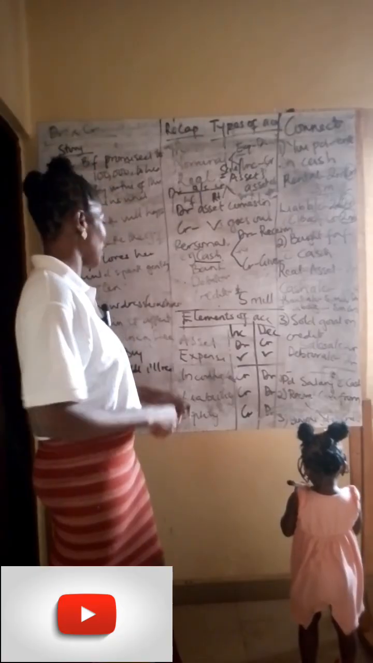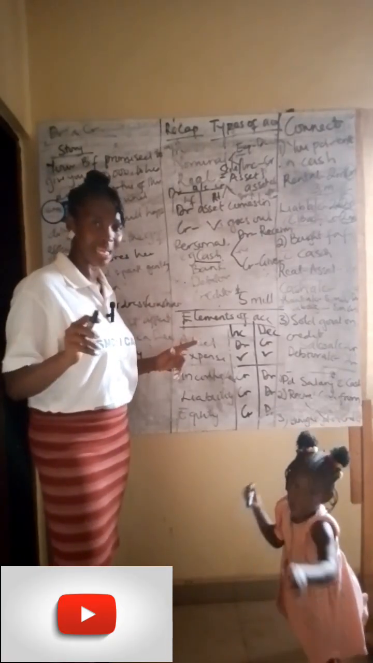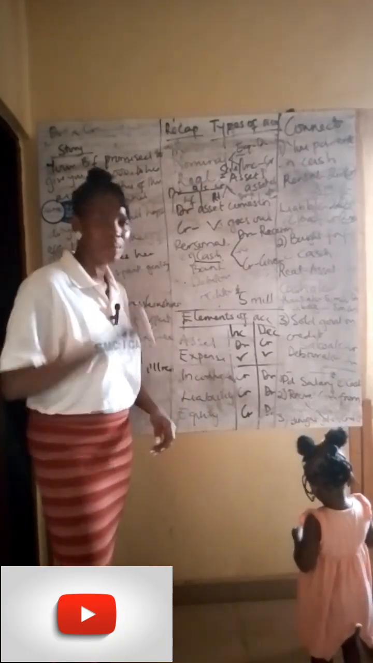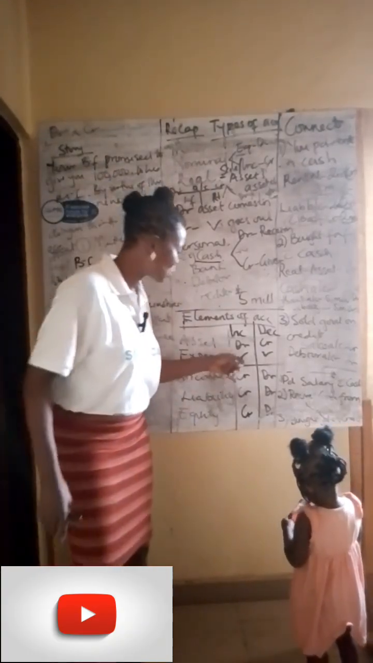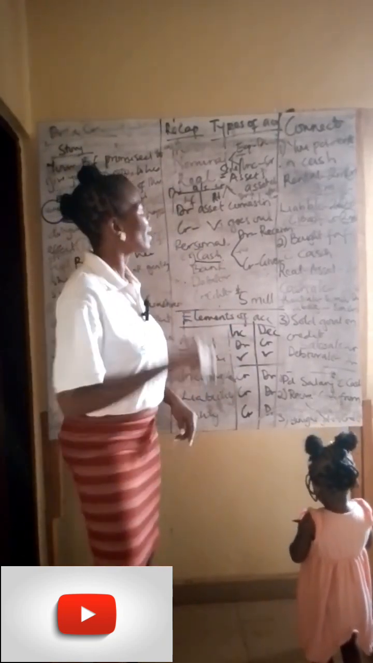Now, the same thing with your expense. Asset and expense are brother and sister. They look alike, they are twins. So the same thing with your expense. When your expenses are increasing, you're going to debit that expense. But if it's reducing, you're going to credit the expense.